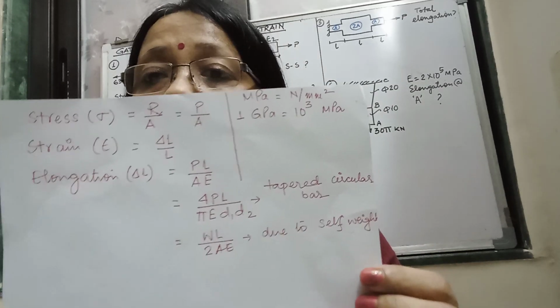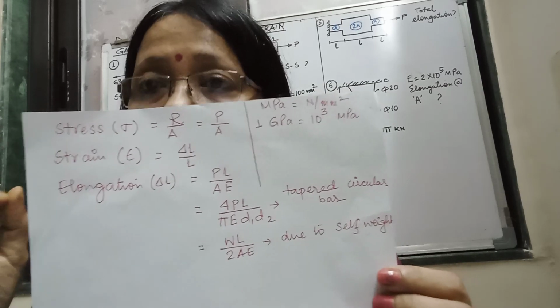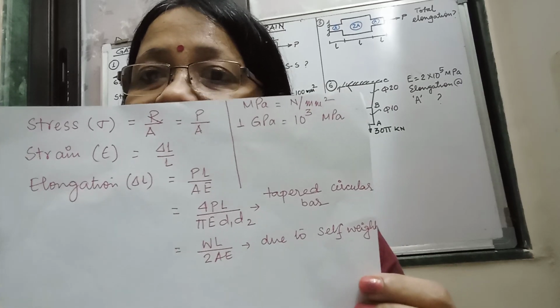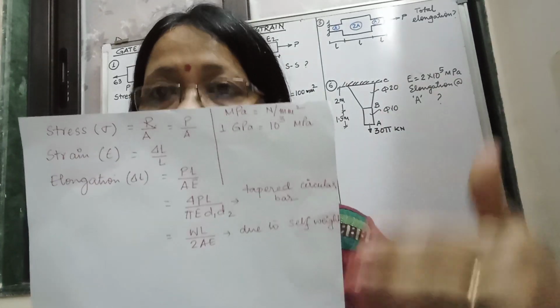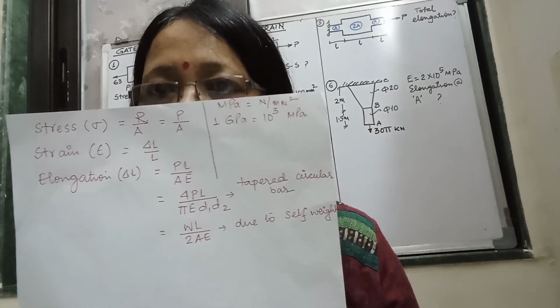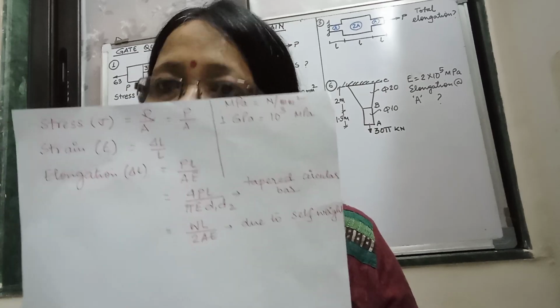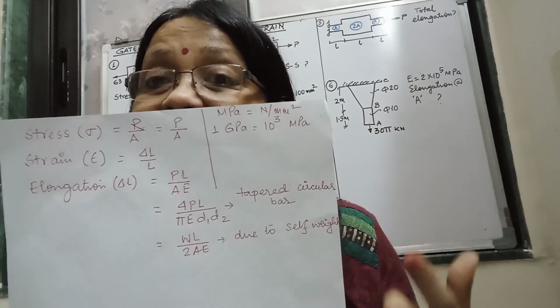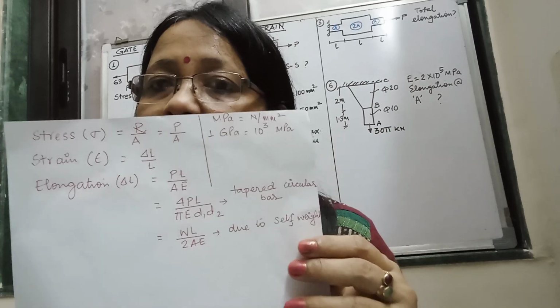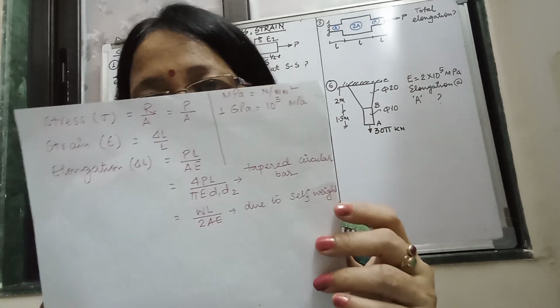What is the next formula? That is the elongation, or the change in length. Delta L is equal to PL by AE. All these formulae should be at the tip of your finger. What is P? P is the applied force. What is L? L is the length of the bar. What is A? A is the cross sectional area, and what is E? E is the modulus of elasticity.